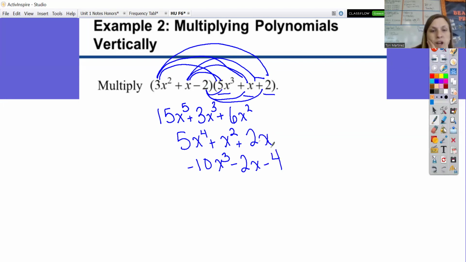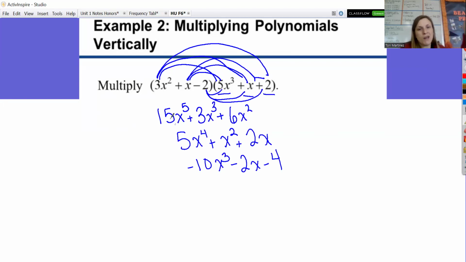So for example, I start off with my largest degree, my biggest exponent: 15x to the 5th, excuse me. I don't see any other x to the 5th, so I just rewrite it, 15x to the 5th. I do have an x to the 4th. It's my only x to the 4th. It's a positive 5, so I'm just going to rewrite it, positive 5x to the 4th.